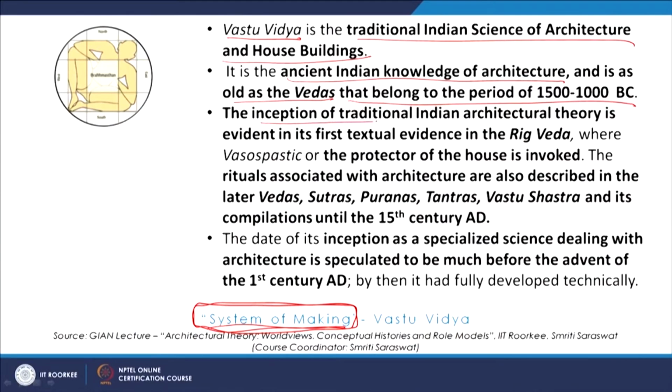The inception of traditional Indian architectural theory is evident in its first textual evidence in the Rig Veda. So that also mentions architecture and the principles of making. We see the mention of the protector of the house, and the rituals associated with architecture are also described in the later Vedas, Sutras, Puranas, Tantras, Vastu Shastra, and the compilations until the 15th century AD.